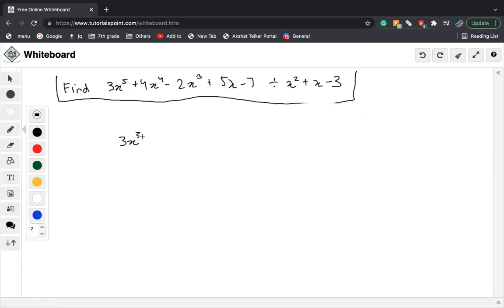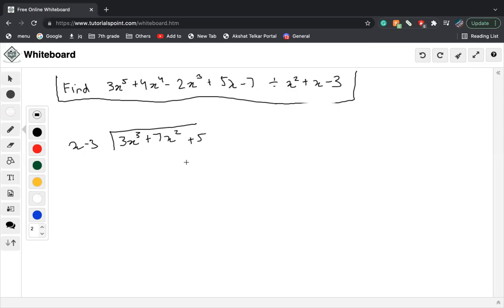3x cubed plus 7x squared plus 5 divided by x minus 3. So the first thing you want to do is make sure that the dividend and the divisor both have every power of x, so it goes consecutively. So it goes from 3, 2 to 1, which is missing here, and then to 5.